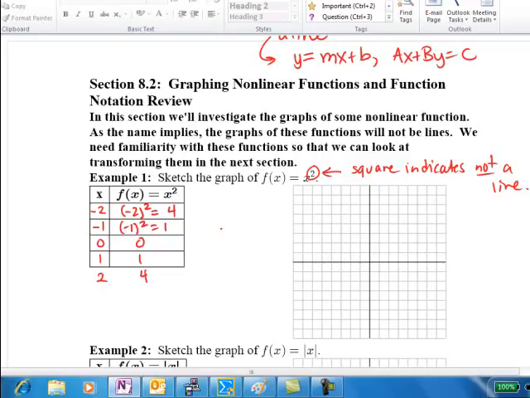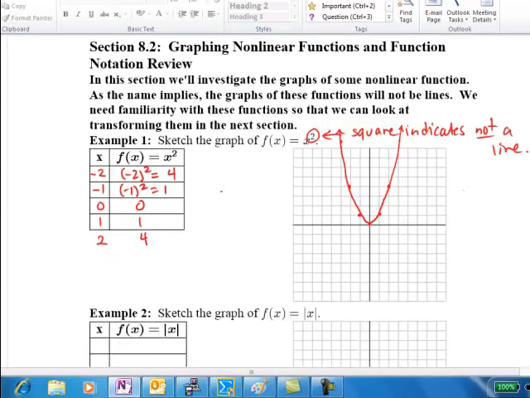So we've got these points we can plot. -2, 4; -1, 1; 0, 0; 1, 1; and 2, 4. And we see the familiar shape of a parabola here. If we were to use 3, we'd have 9, which is off this chart. But we can go ahead and connect those points. But the points that we graphed with x equals 0, 1, -1, 2, and -2 are the key points we want to include on any parabola graph.